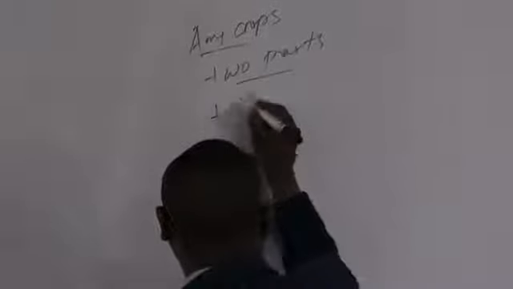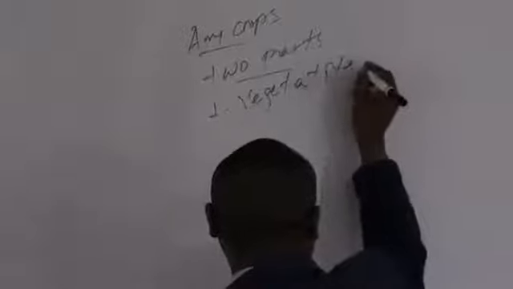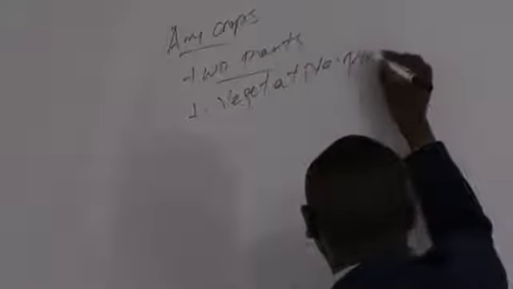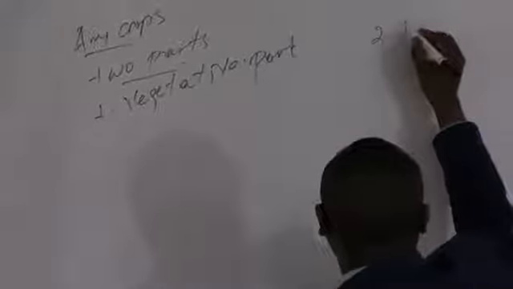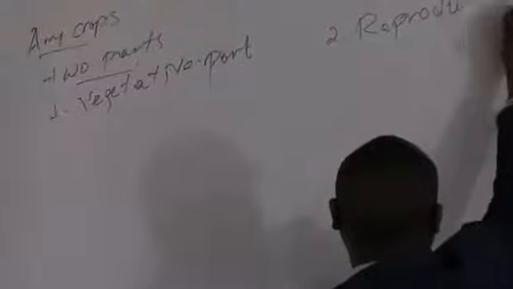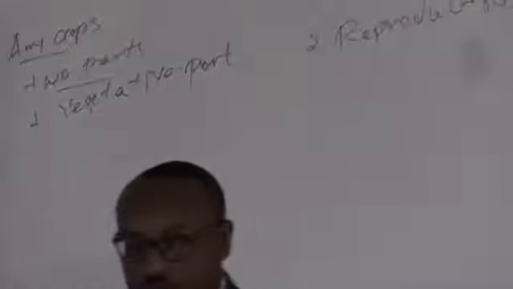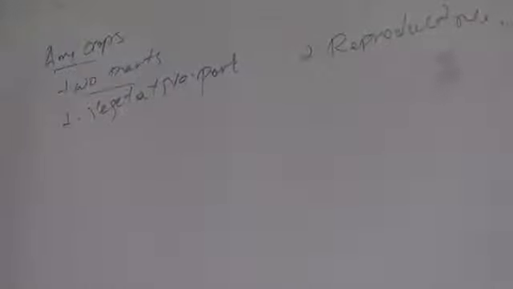The first one is the vegetative part of the plant. The second one is the reproductive part. Any type of plant has two parts, the vegetative part and the reproductive part.